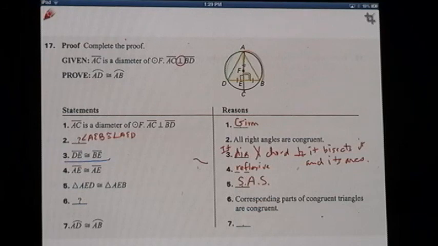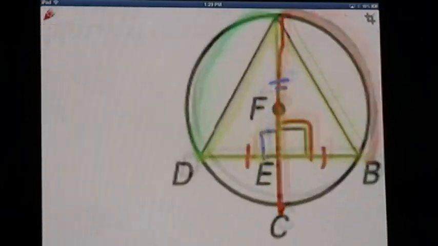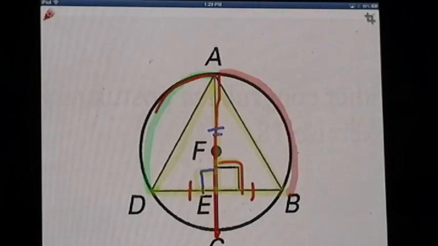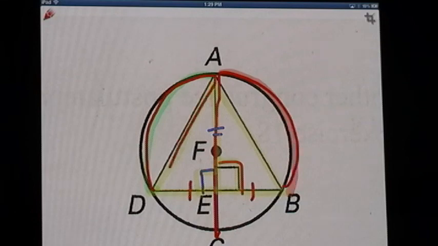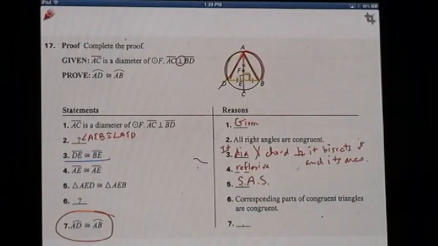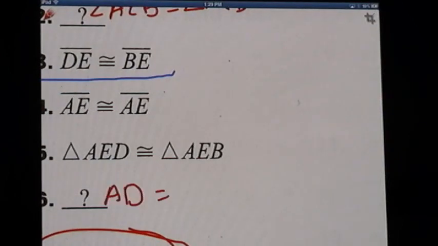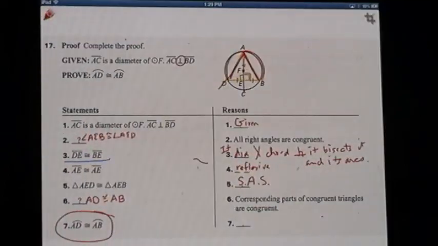Okay, then it says, what is going to be true because corresponding parts of congruent triangles are congruent? Well, what has to do with these arcs? That's what we need to find out. So look at this. What has any relationship to these arcs? The chords that correspond to them do. And those are each part of those congruent triangles. So AD is congruent to AB. That's what we're looking for. AD is congruent to AB. And that's because of CPCTC. Corresponding parts of congruent triangles are congruent.